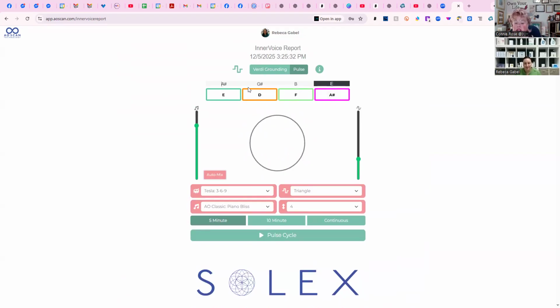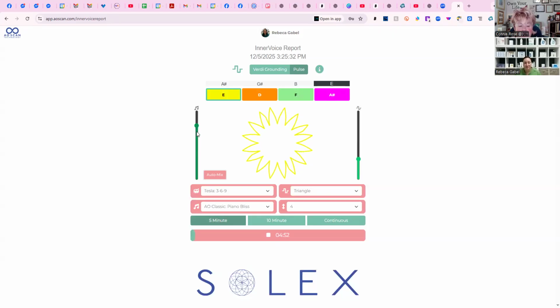If none of the boxes are selected, you would hit the pulse cycle down here. You could run it for 5 minutes, 10 minutes, or continuous. That's how you get the loop, like the playlist effect. So if you just click on the play button, it's that simple. If you notice, it's going to cycle through these different things.